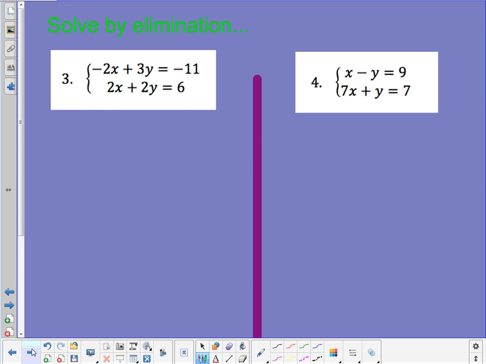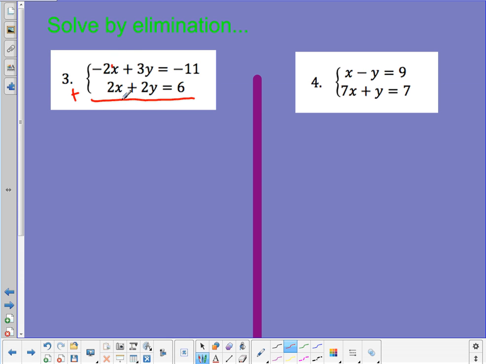Let's try the next one together. We have negative 2x plus 3y equals negative 11 and 2x plus 2y equals 6. So again, I want to check to make sure I've got x terms lined up, y terms lined up, equal signs lined up, constants lined up, everything's ready to go. So I'm going to add these two together.